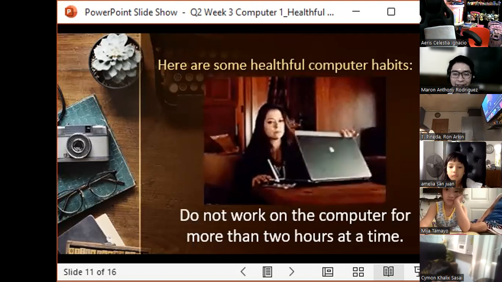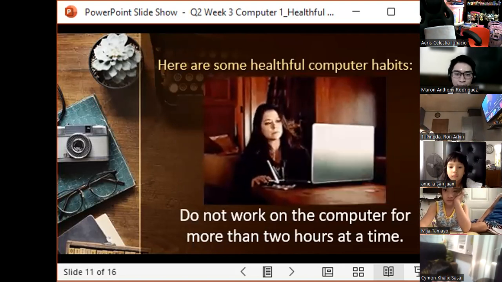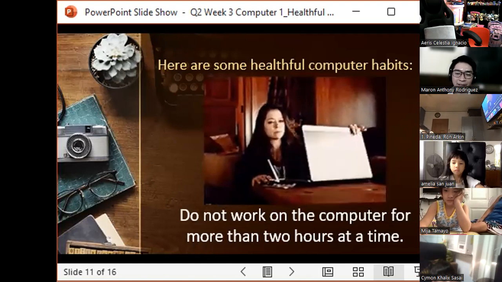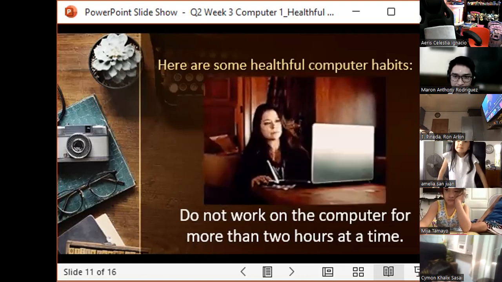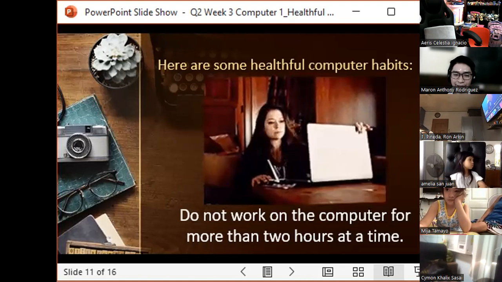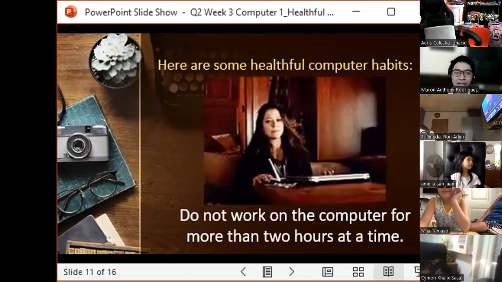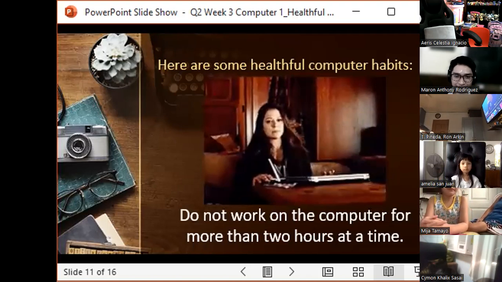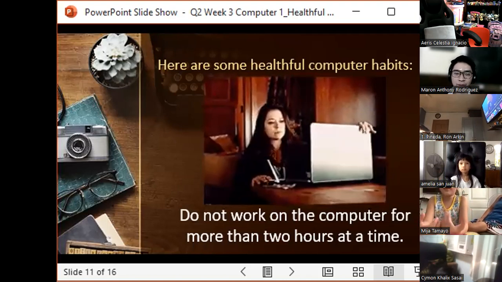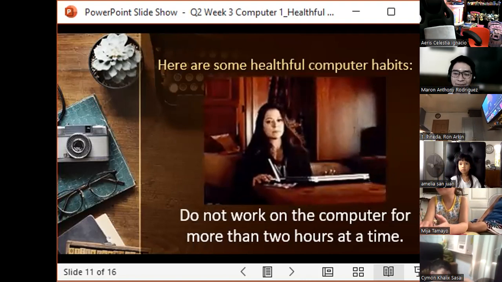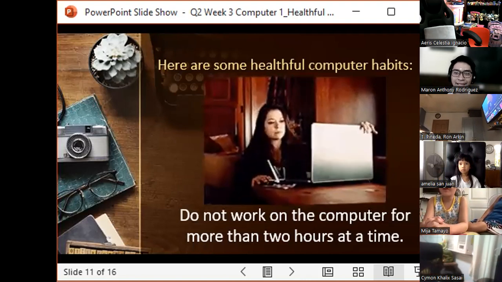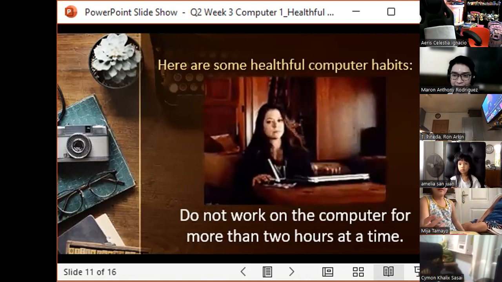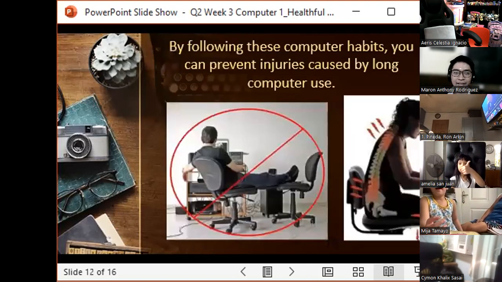Okay? And you might not be conscious that your sitting posture is already wrong, that you are too focused on the computer and too close to the screen. So you need to rest also your senses. Your eyes, your mind, your hands, your body. Okay, that's why you should not work for more than 2 hours in front of the computer. Is everything clear? All right.